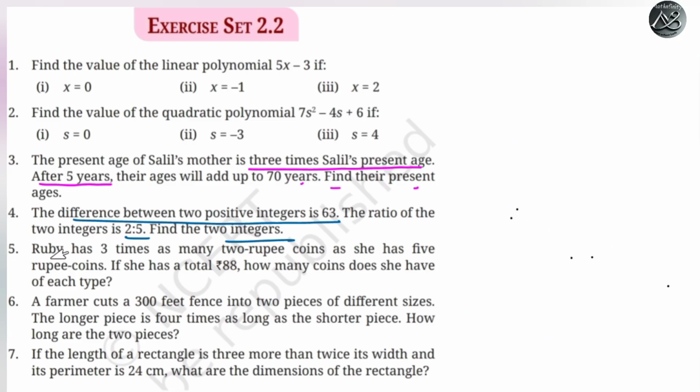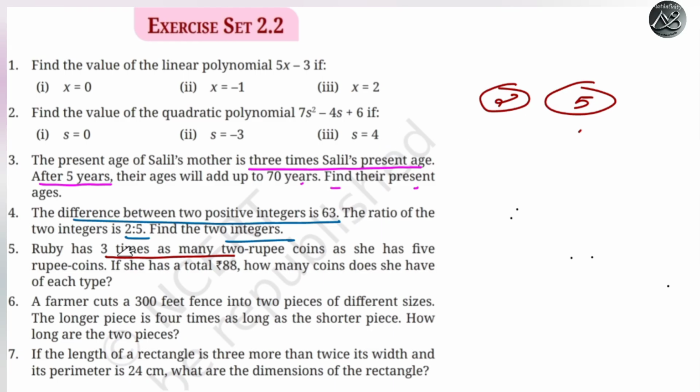Now the next question. Ruby has 3 times as many 2 rupee coins as she has 5 rupee coins. If she has a total of 88 rupees, how many coins does she have of each type? So Ruby has 2 rupee coins and 5 rupee coins. We do not know what their number is.